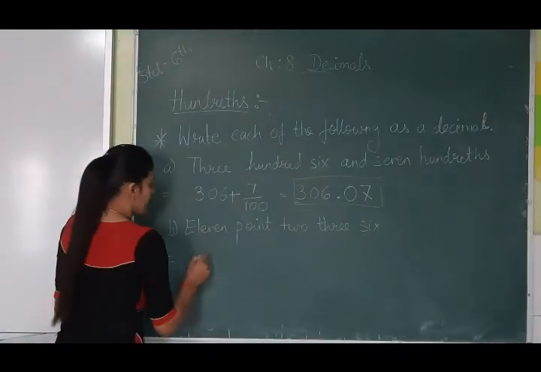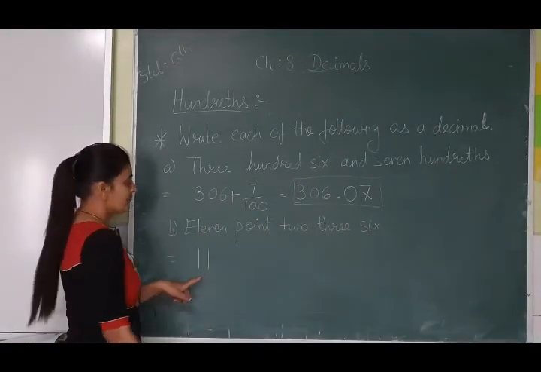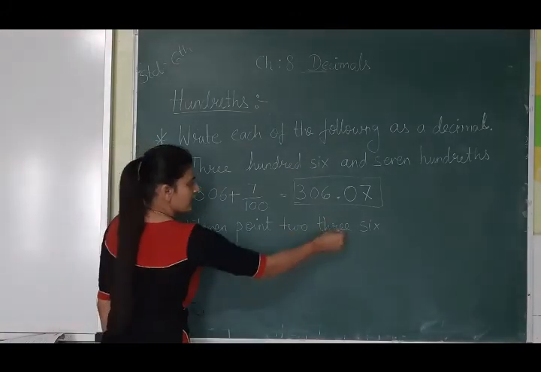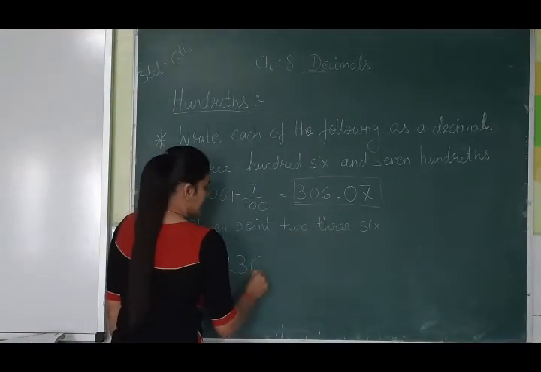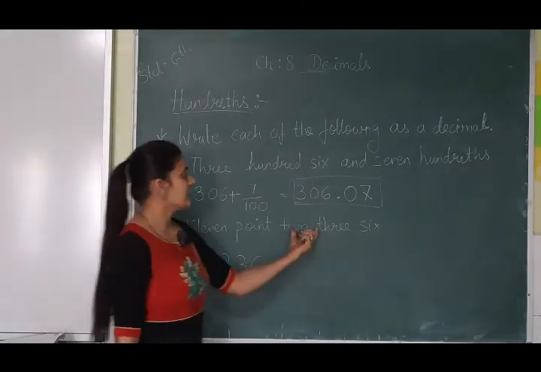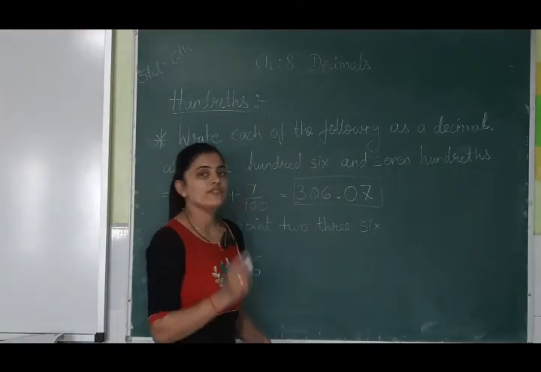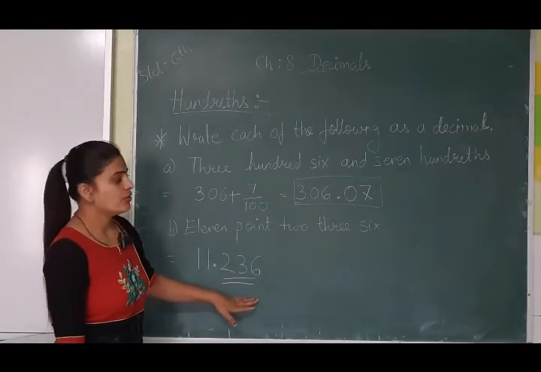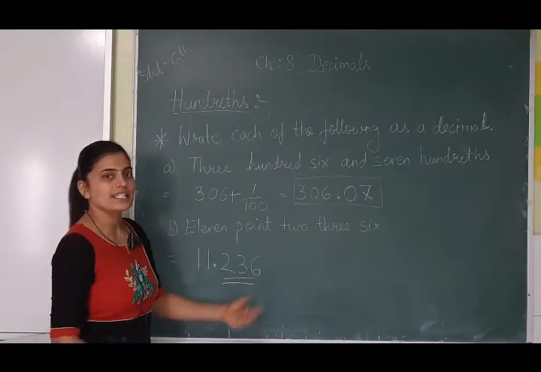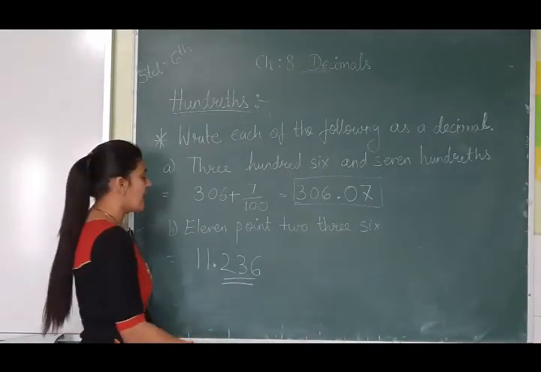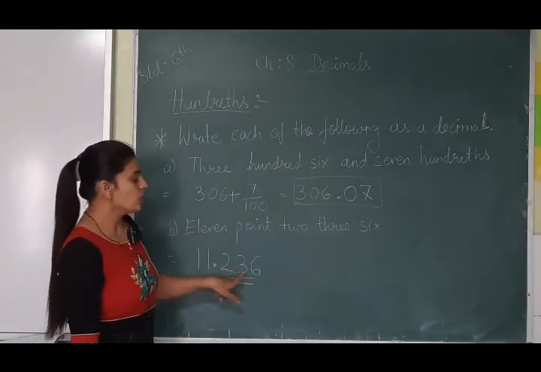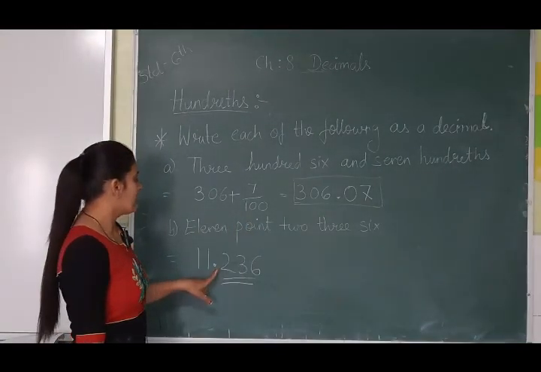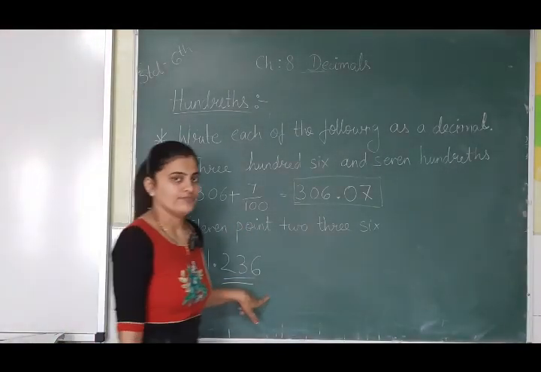Okay. After that 11.236. So 11 will be written over here. After that put the decimal point. After that 2, 3, 6. Now here you can see that for 2, 3, 6 only one number name is given. Directly you will not say 236, that is wrong. What you have to spell out? 11.236. Each digit is spelled out one by one whenever it is after the point. That's all about it.